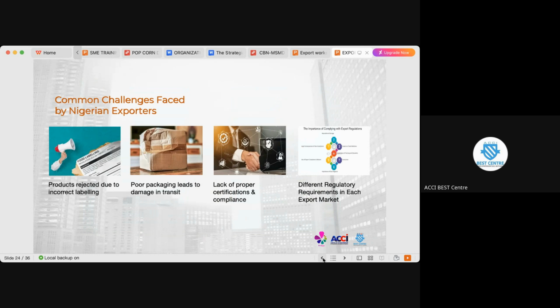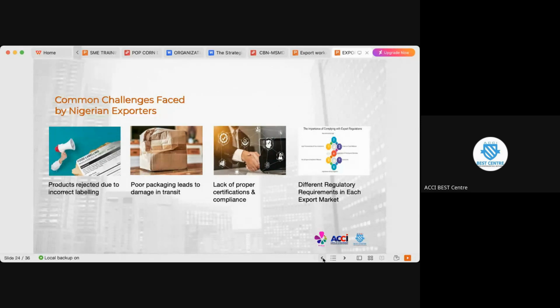Common challenges. These are common challenges faced by Nigerian exporters. Products rejected due to incorrect labeling. In fact, that is always happening everywhere. Products are rejected in North America, and especially in Canada. If you are producing products for the Canadian market, then the product must be labeled in both French and English because Canada is a bilingual country. All the information must be in French and English. So if you don't have English, it's the reason why the product could be rejected. And if it's French that you don't have, it's also a reason why the product could be rejected.